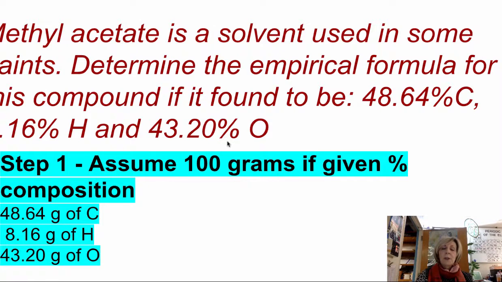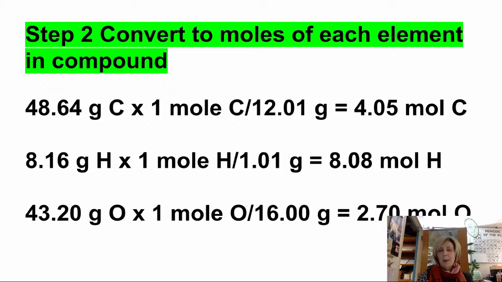So to get rid of those percents and get to grams, all I have to do is just assume 100 grams. And so the 48.64% carbon becomes 48.64 grams, and the 8.16% becomes 8.16 grams, and the 43.20% becomes 43.20 grams. So that's step 1.